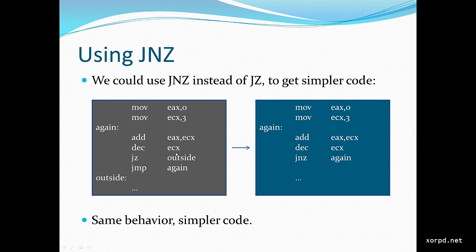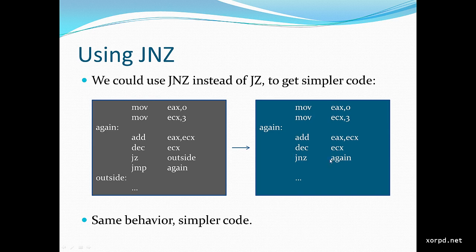The loop that sums the numbers 1, 2, and 3. In the ending of this loop, we had this termination condition, jump 0 outside, which can get us outside of the loop, and jump again, which always takes the jump and iterates to the next iteration of the loop. Instead, we could replace those two instructions, the jump 0 and jump, with one instruction of jump not 0.